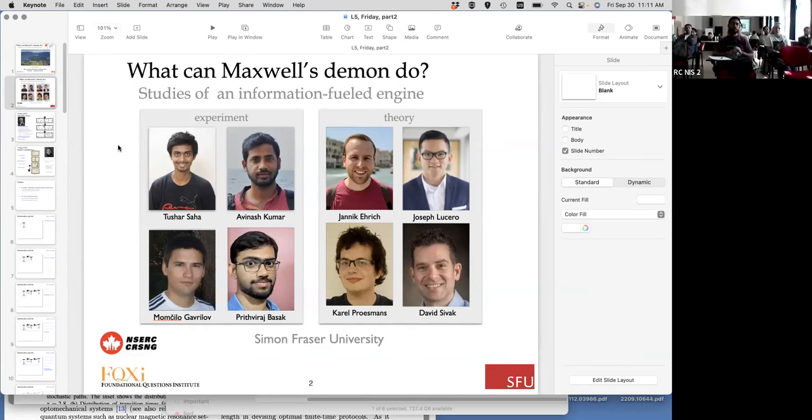It was in collaboration also with some very talented theorists. David Sivak is a professor at Simon Fraser. Carl was a postdoc with me for about a year. Jan Garrick has been around for about 3 years. Joe Lucero is a master's student with David, and he's now a PhD student at Stanford.